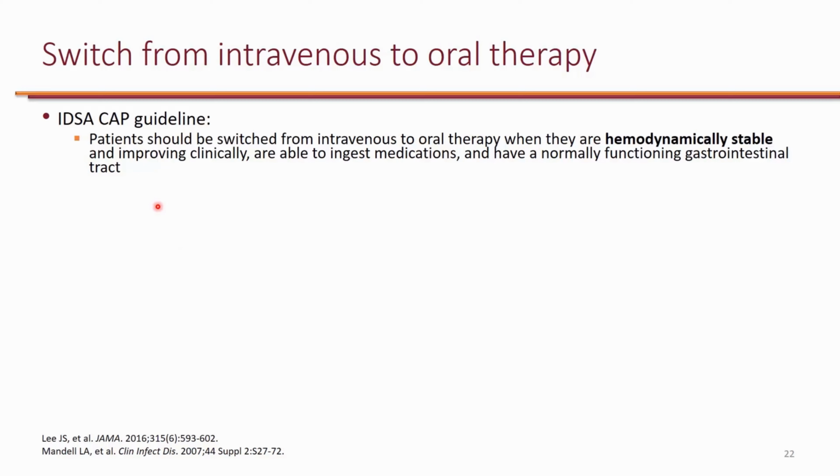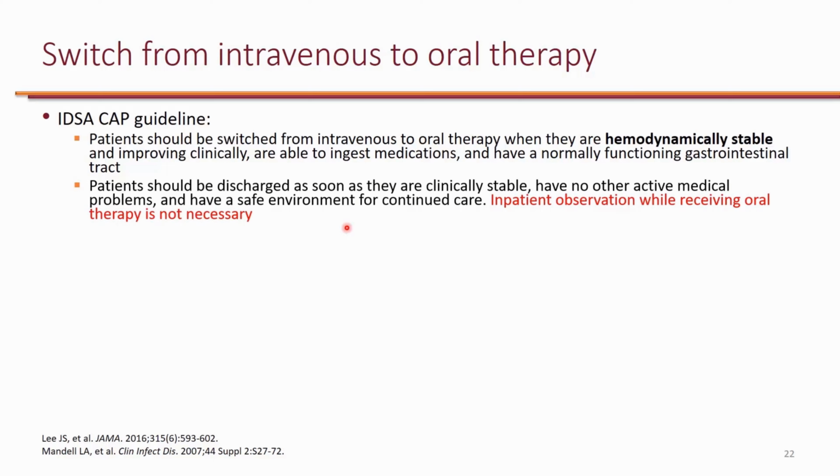So based on IDSA, patients who are hemodynamically stable and clinically improving can be switched from IV to PO as long as they are able to tolerate oral therapy. Another thing to consider is to make sure that the GI tract is also functional. And we can apply some of these principles to patients with nosocomial pneumonia.